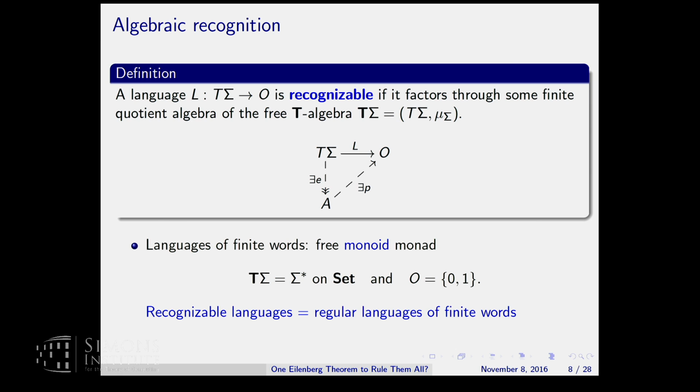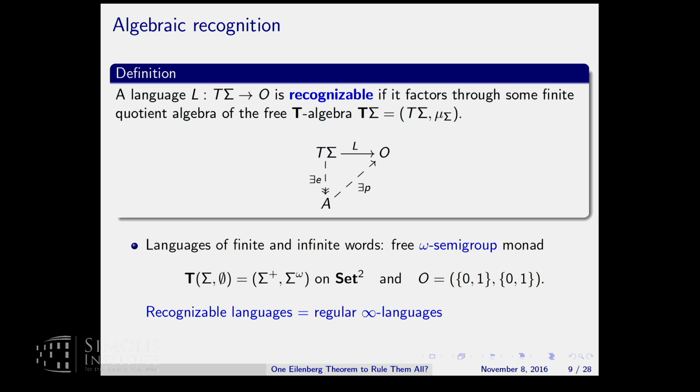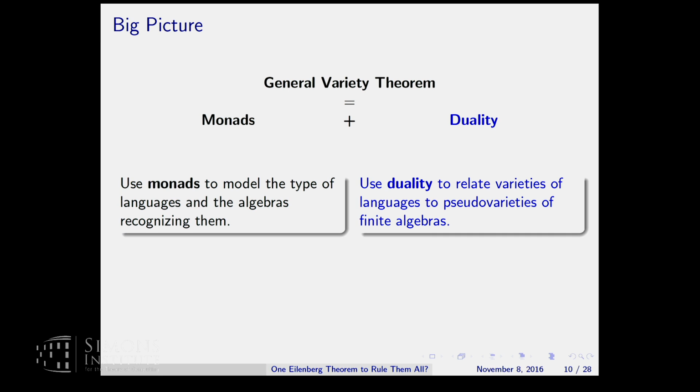And again, if you look at the instances, this is exactly the classical recognition of languages by finite monoids. So the recognizable languages are exactly the classical regular languages. If you look at this other example, you get exactly the regular languages of finite and infinite words. So it seems to work, judging from these two examples. All right, so this is how monads come into the picture.